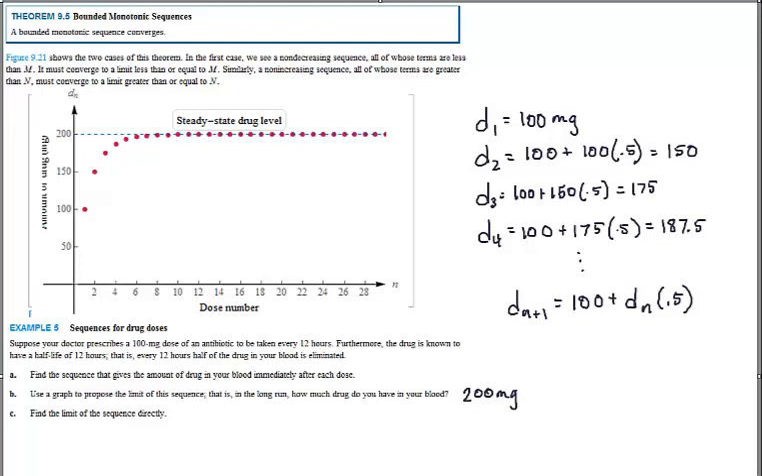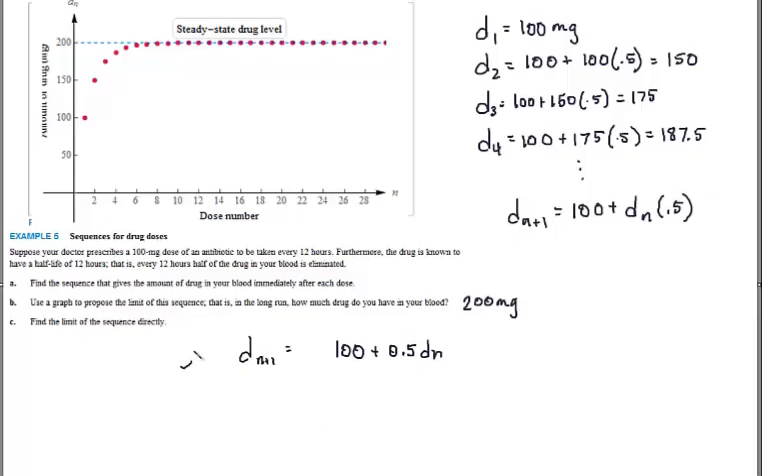Now we're going to find that directly. Alright, so let's take the limit of both sides of our recurrence relation as n goes to infinity. So this is going to equal some value L. The limit of 100 is 100, I'm just using the sum property for limits, plus 0.5 times the limit as n goes to infinity of d sub n, which is also L. Solving this for L, you get L equals 200. And that's finding it directly.